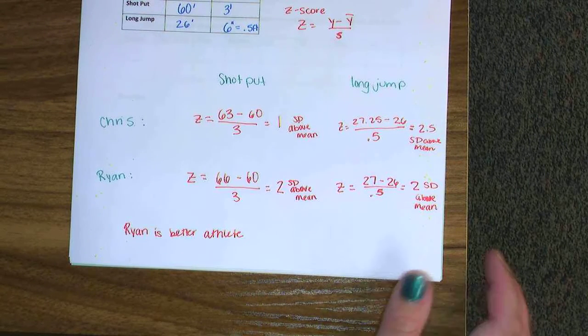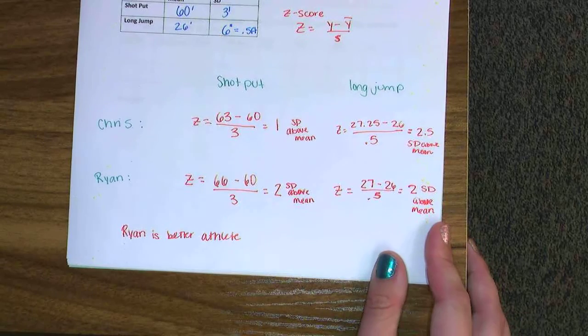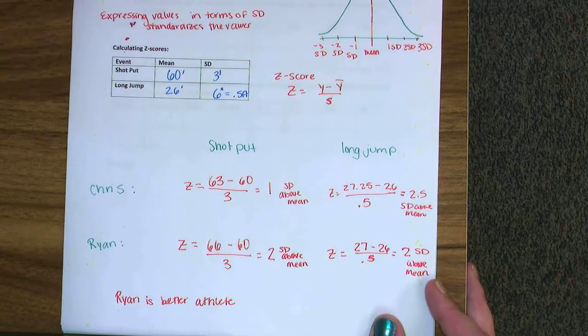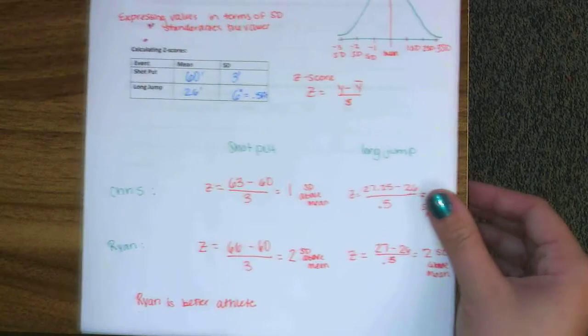Any questions about this problem? Feel okay with finding z-scores for the most part? Alright, so then next page.